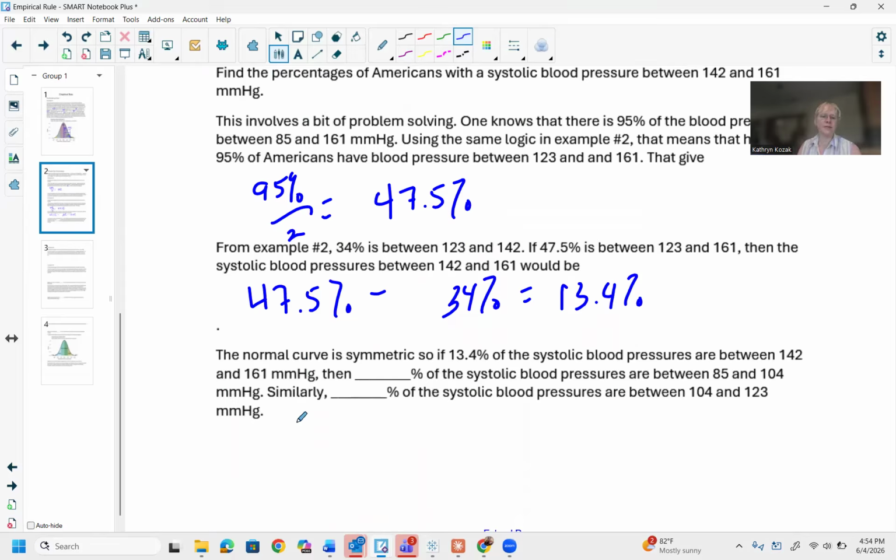The normal curve is symmetric. So if 13.4% of the systolic blood pressures are between 142 and 161, then 13.4% of the systolic blood pressures are between 85 and 104 millimeters of mercury. Similarly, 34% of the systolic blood pressures are between 104 and 123.